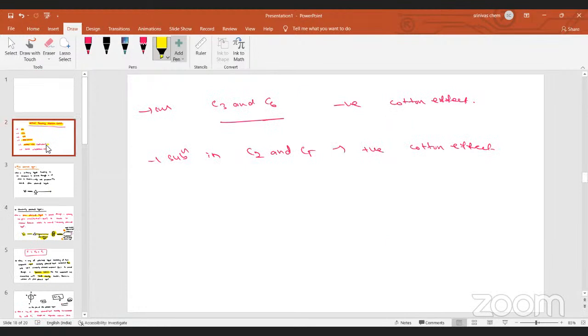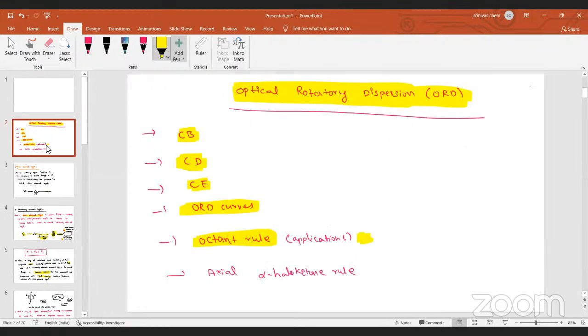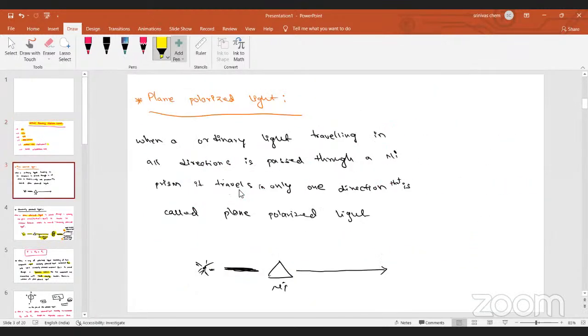So optical rotatory dispersion, ORD. Plane polarized light: when ordinary light travels in all directions and passes through a Nicol prism, it travels in only one direction. That is called plane polarized light.